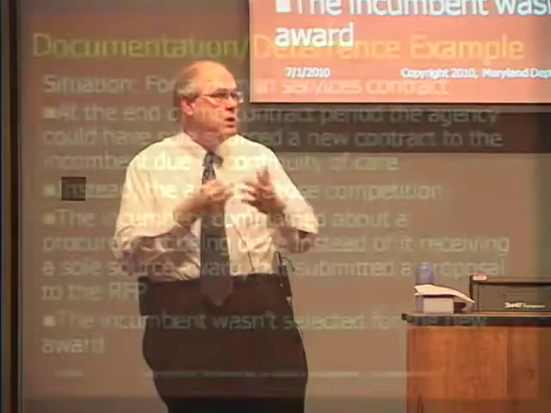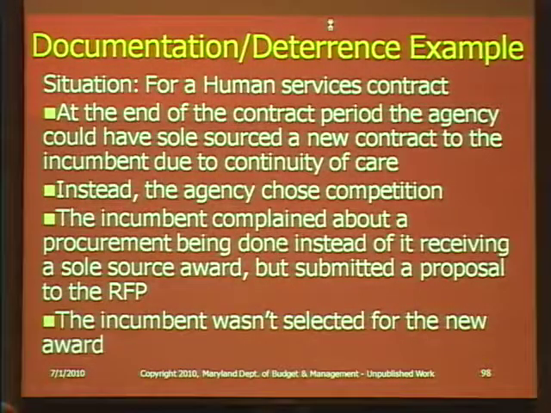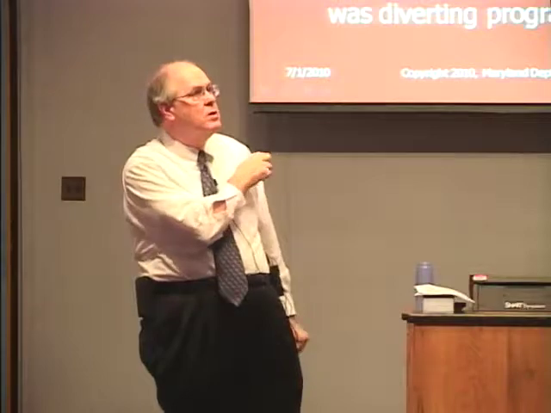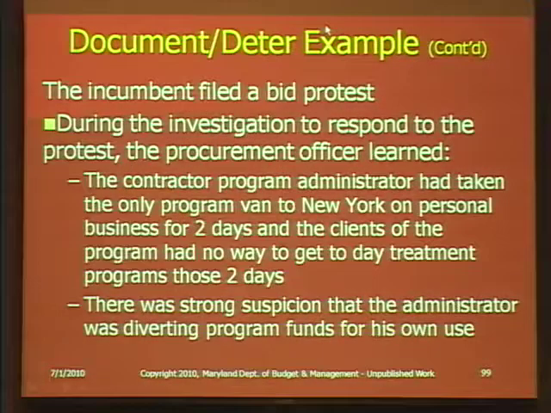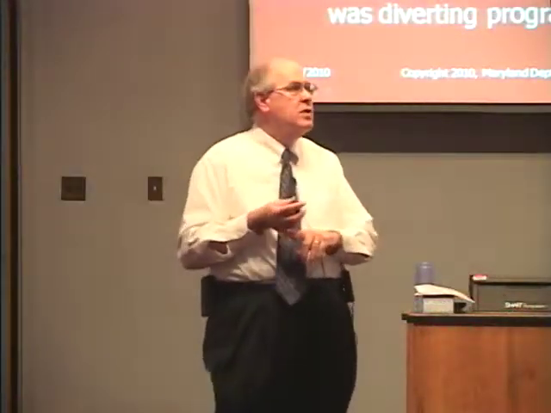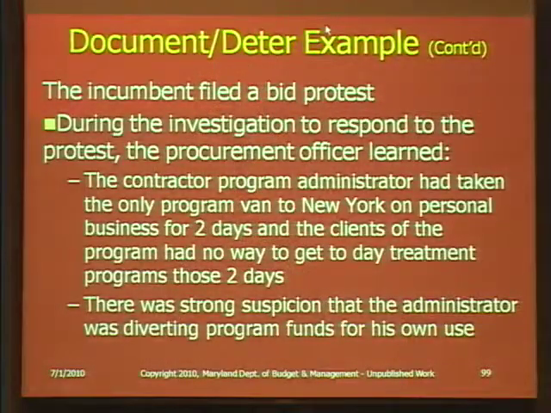And I don't know what the agency told the vendor, but despite the vendor complaining, they went ahead and did a procurement. They didn't select the incumbent. Okay, moving along. The incumbent filed a bid protest. You're biased against me. Everything you've done to this point indicates you are biased. Instead of doing a sole source, you did a procurement, and you didn't pick me. You're biased.